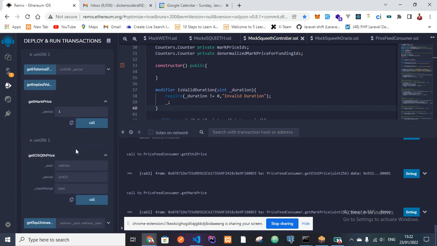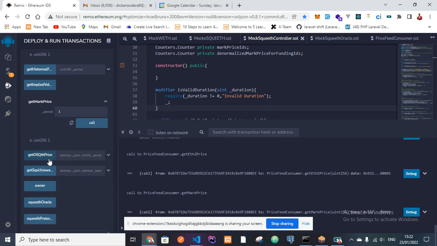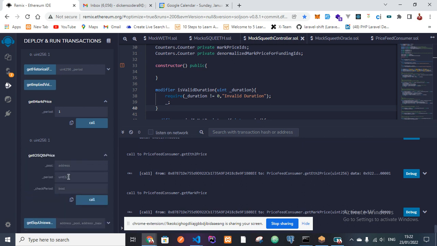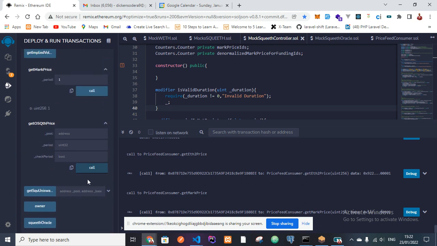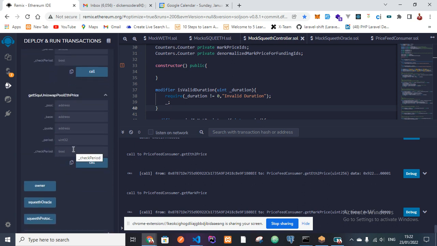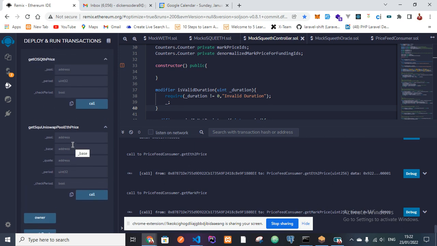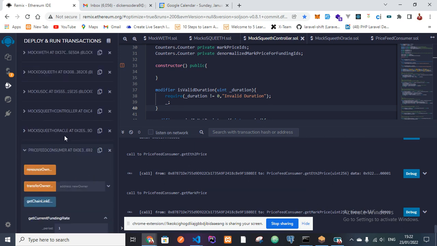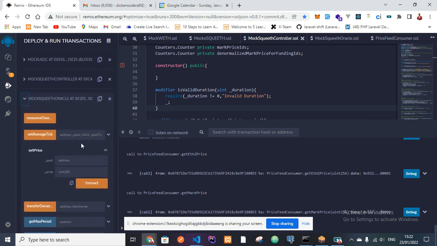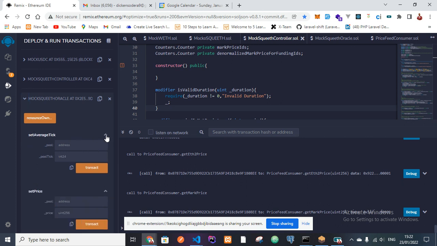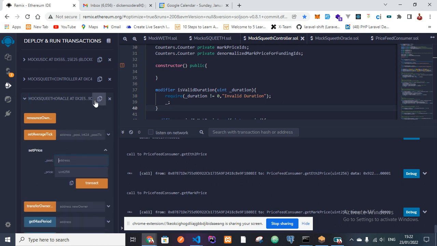From this, now we need to set the pool price from the oracle. So let's set the pool price from the oracle. So setting the price, let's pick this address. The pool price here is from the oracle address, and let's specify 250.